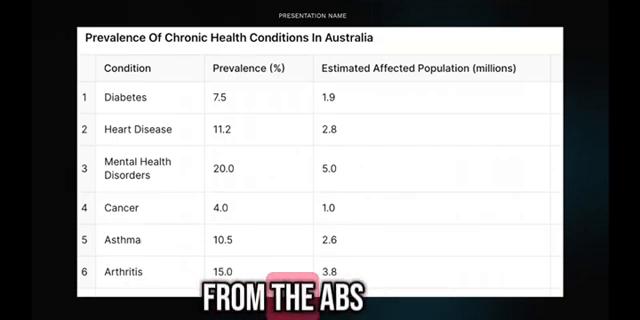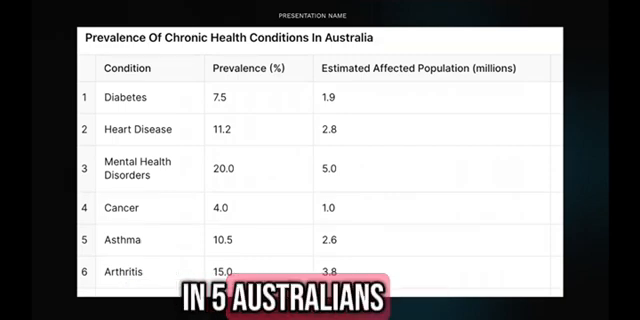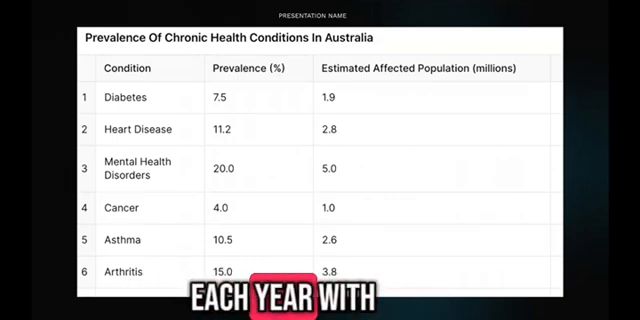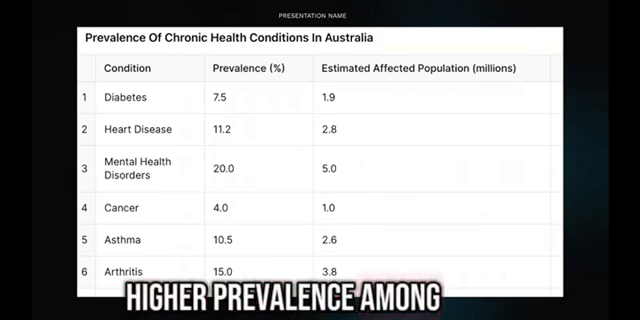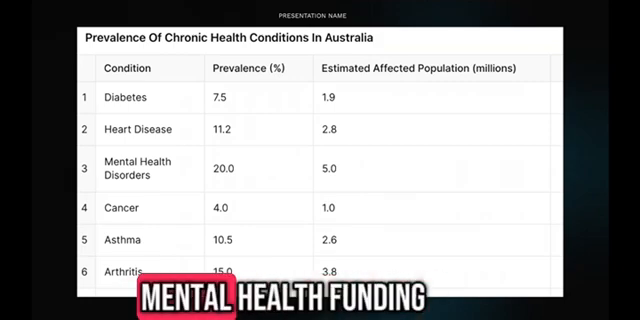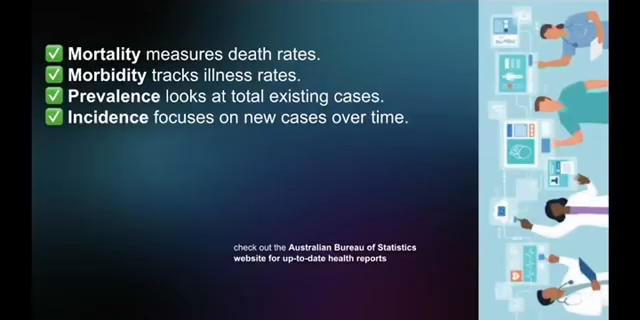Mental health statistics from the ABS show that 1 in 5 Australians experience a mental health disorder each year, with higher prevalence among younger adults. This data informs mental health funding and policy decisions.